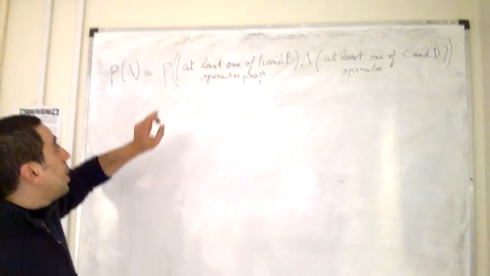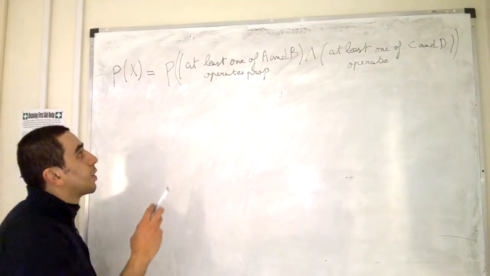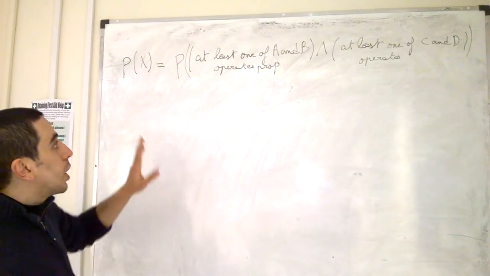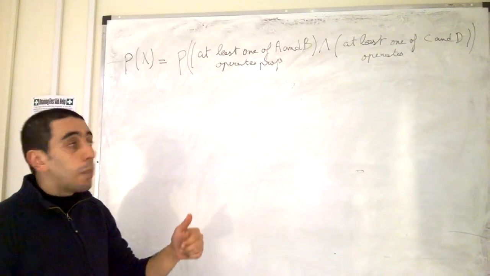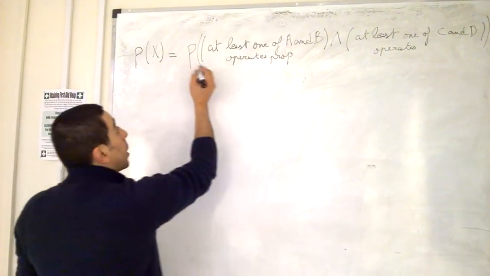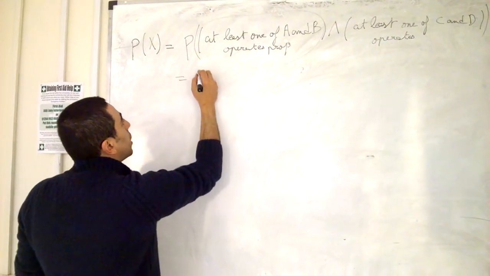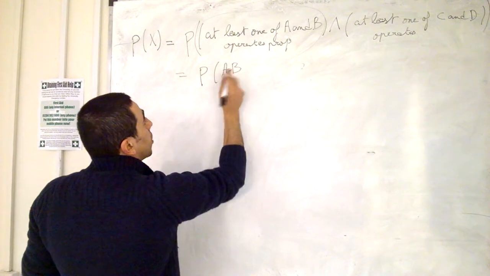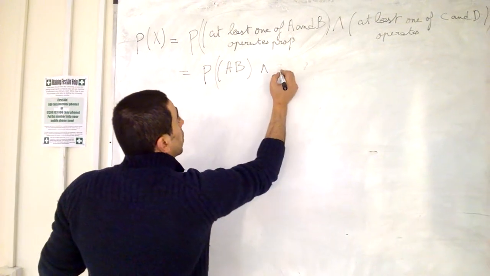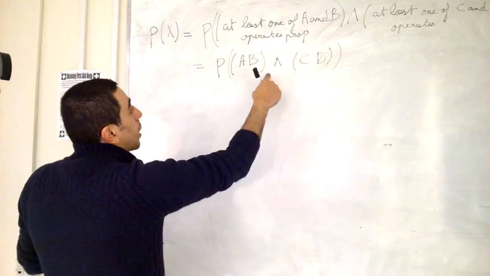I think always, it's better to use this technique. If they ask us to calculate the probability of at least something, I always say that it is equal to 1 minus the probability of the opposite of what they are asking. So like this first one, let's call it P(AB), not A times B, but AB, yeah? And the other one is CD.